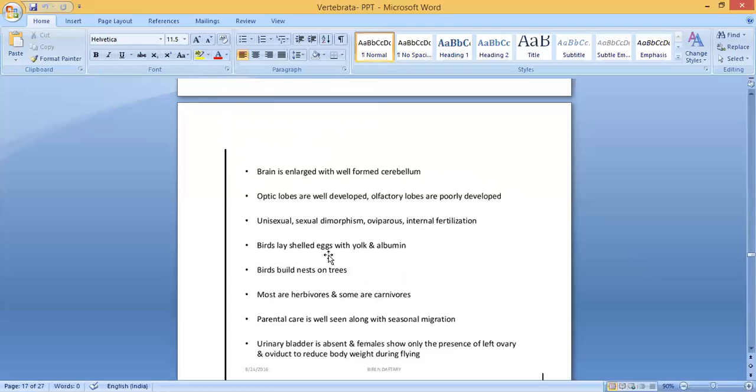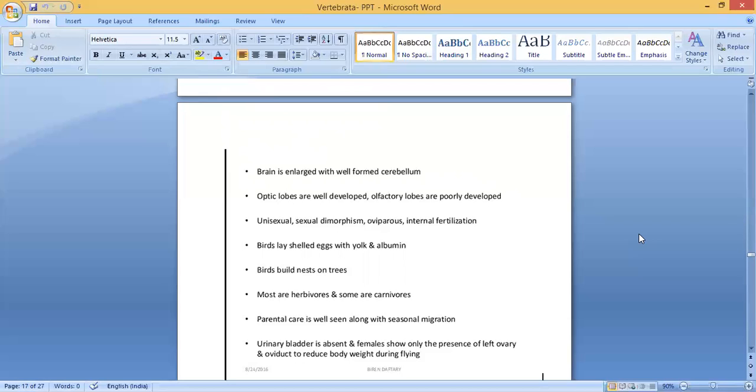Birds lay shelled eggs with yolk and albumin. So usually inside the egg, there is a white portion. If you take a hen egg or any egg, you can see the white color thing that is called albumin, and the yellow color portion is called yolk. So usually the birds lay shelled eggs with yolk and albumin. Birds build nests on trees.